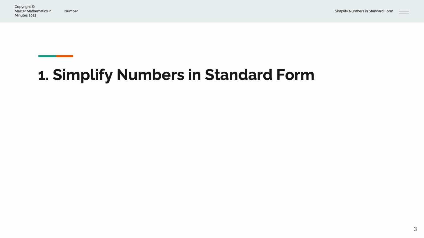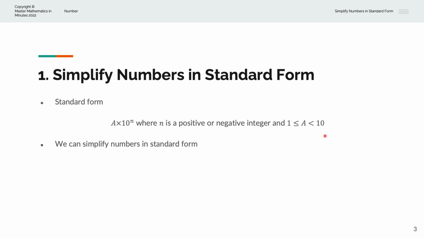So, how do we simplify numbers in standard form? Recall, the definition of standard form is where we can write numbers as a multiplied by 10 to the power of n, where n is a positive or negative integer, and a is greater than or equal to 1 and less than 10. So, we can simplify numbers in standard form.